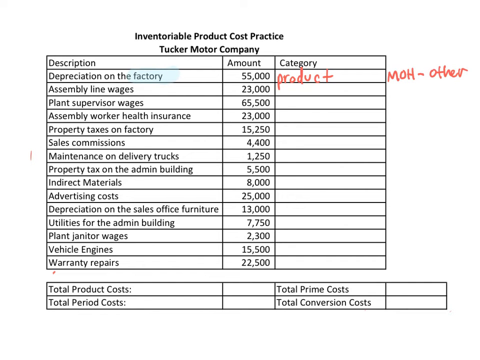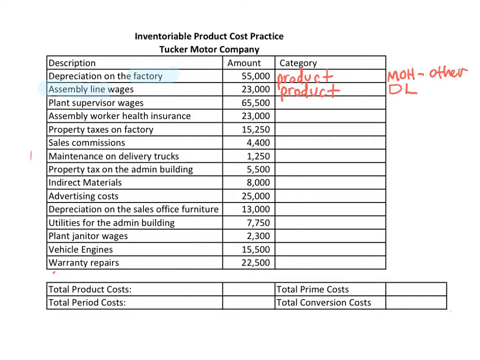Now we'll go to the next one, assembly line wages. The keyword here is assembly line. Because if something happens in the assembly line, then we know it is part of production. So we will identify this as a product cost. Since it's assembly line wages, we know that it is part of our direct labor cost, so DL for direct labor.